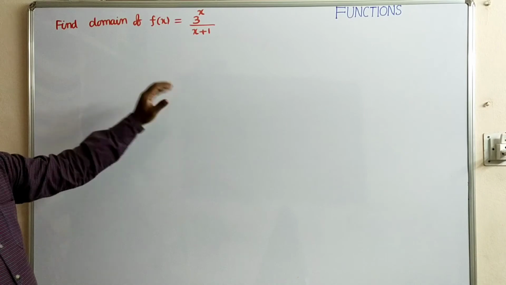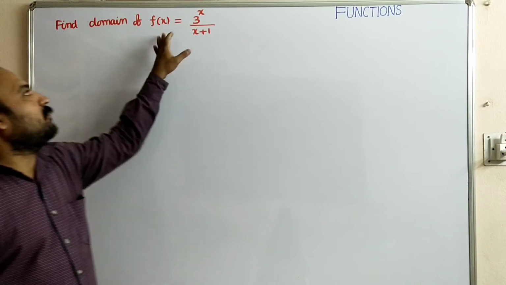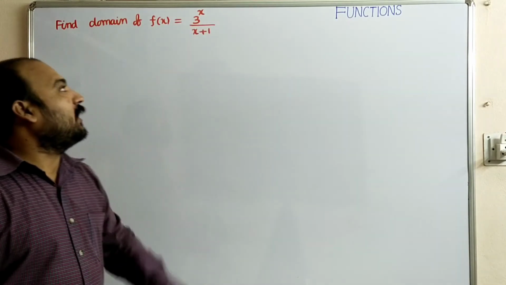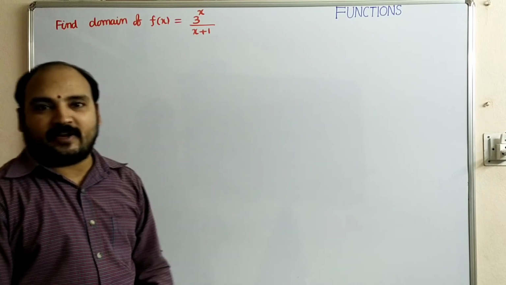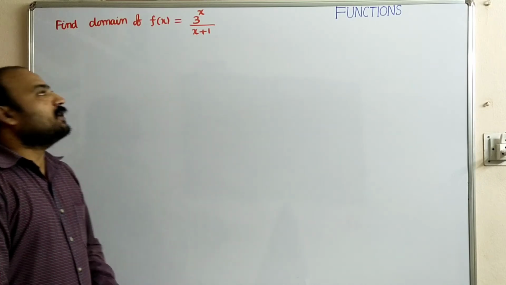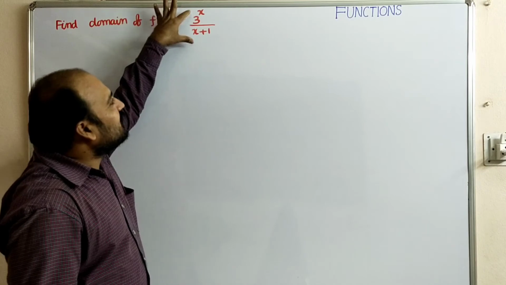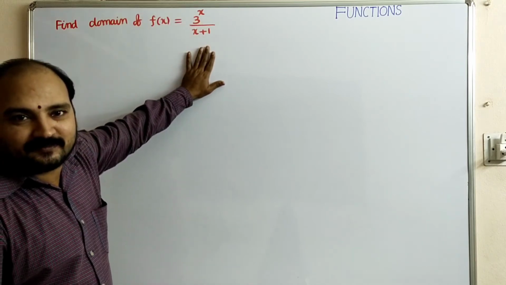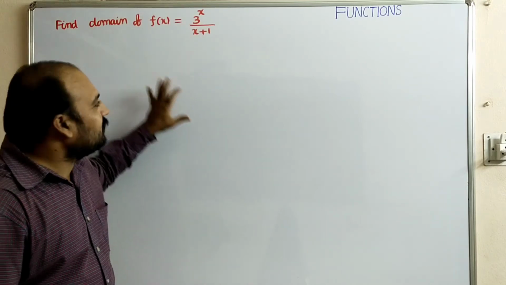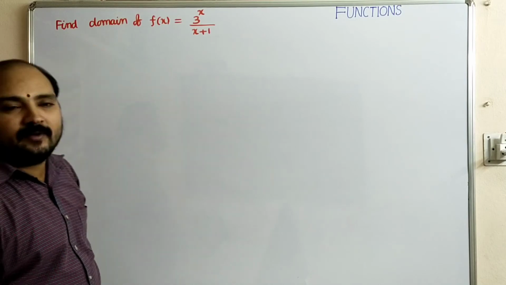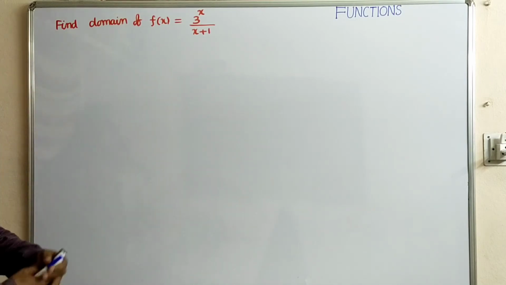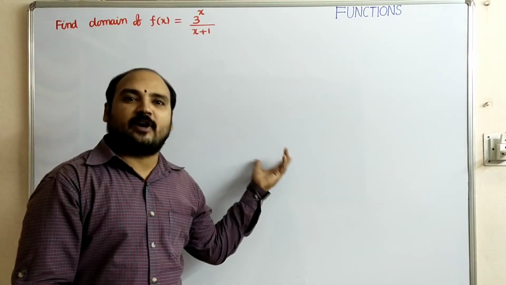The first question: find the domain of f of x equal to 3 power x by x plus 1. It is in the form of g of x by f of x. We already discussed this in the first model. This function, they are asking for the domain now. Domain means for what values the function is defined.